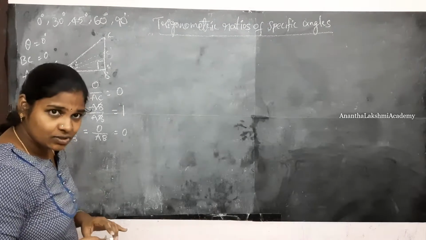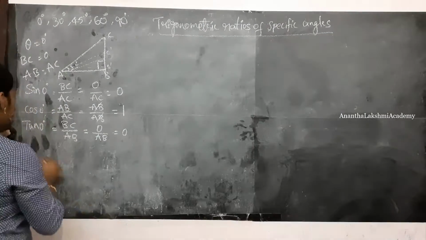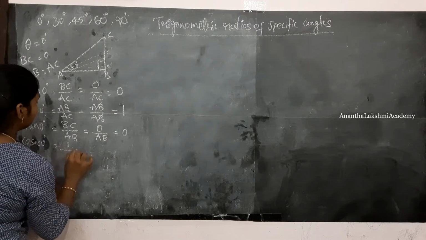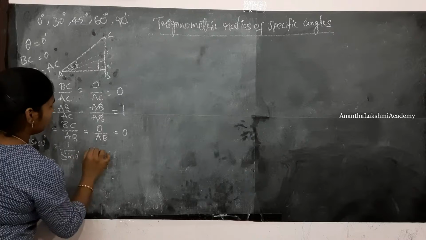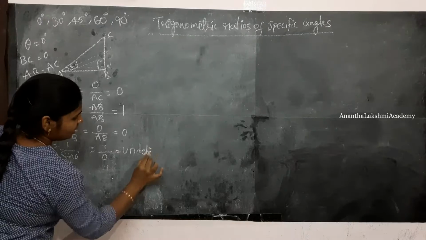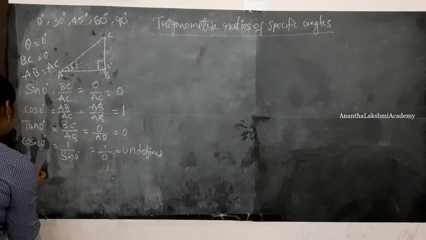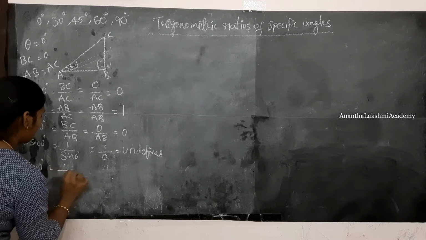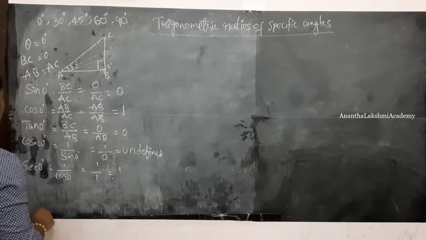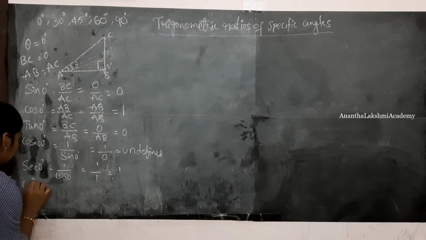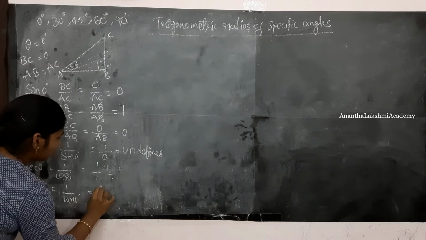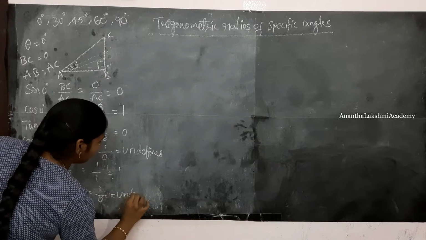Can we get the remaining ratios? Yes, which are the multiplicative inverses of the same thing. So cosecant 0 is nothing but 1 by sine 0, 1 by 0, which is undefined. Alright, anything by 0 is not defined. Next, secant 0 is nothing but 1 by cos 0, which is 1 by 1, and this is 1. Cot 0 is nothing but 1 by tan 0, this is 1 by 0. This is also undefined.